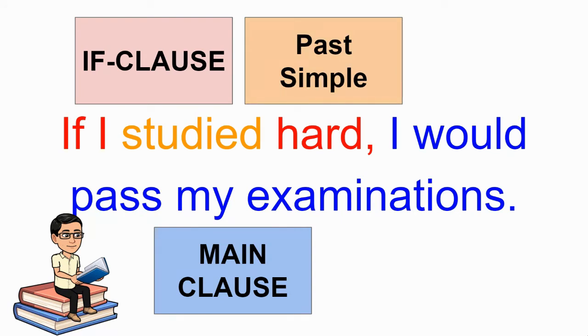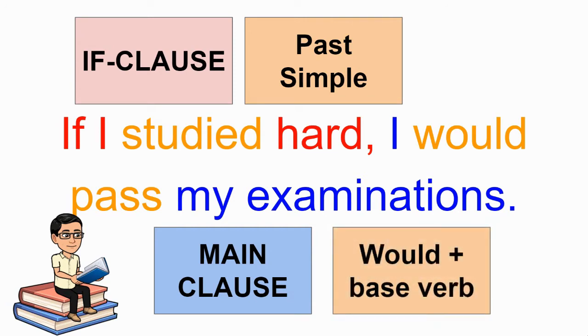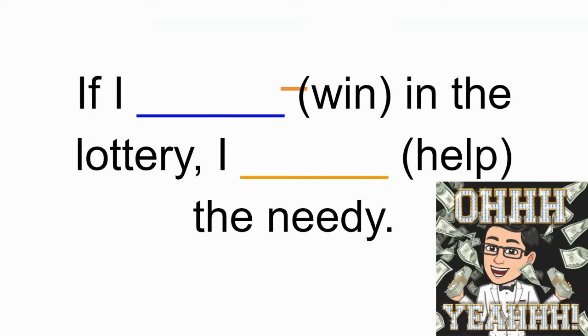How about in the main clause? What is our verb? Wonderful! The verb is would pass. We follow this pattern, would plus the base form of the verb. Let's proceed to our next slide. As you can see, this is an example of a second conditional sentence.